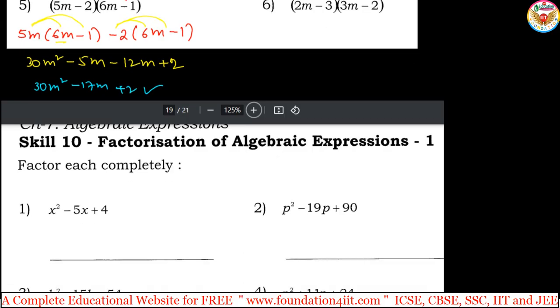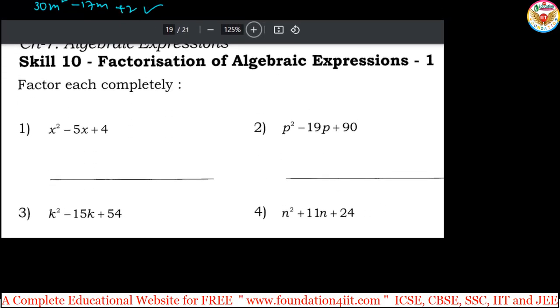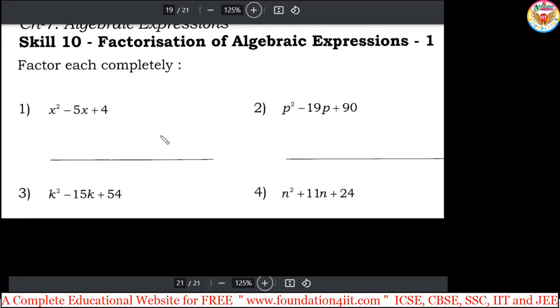Next, one more: factorizing. Factorization of an algebraic expression is also important. Splitting the middle term: I will explain the concept once again, because it was already studied in basics in the previous class also. Once again, listen to this. x square minus 5x plus 4.